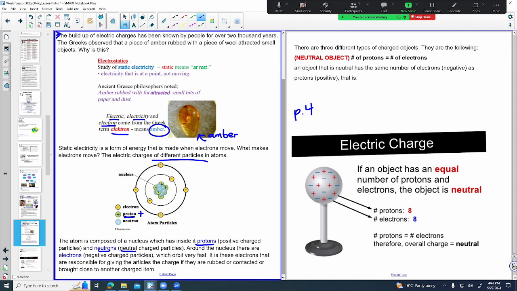Around the nucleus there are electrons. Electrons are negatively charged particles. This is the particle that orbits very fast. It is these electrons that are responsible for giving objects their charge if they are rubbed or contacted or brought close to another charged item. So make sure that you look at what the atom is composed of. It's made up of protons, which are positively charged particles, and neutrons, which are neutrally charged particles, and then around the nucleus you have electrons. These are the negatively charged particles. You can see that they're minus.